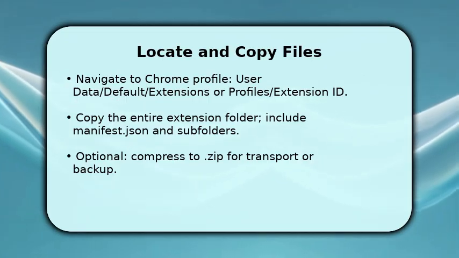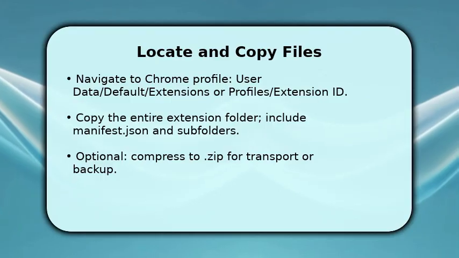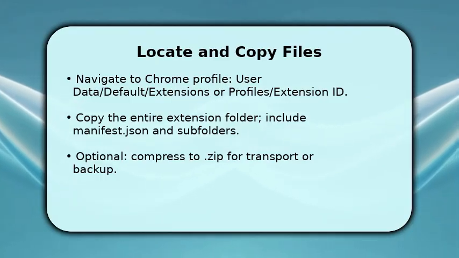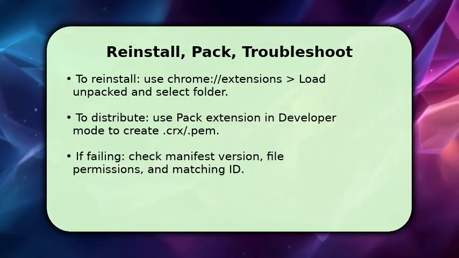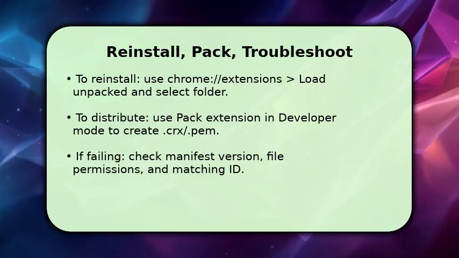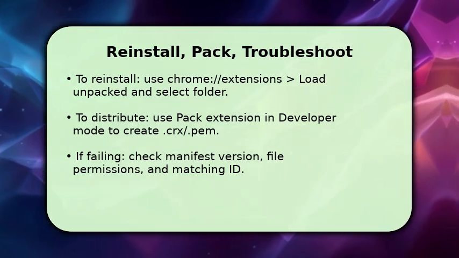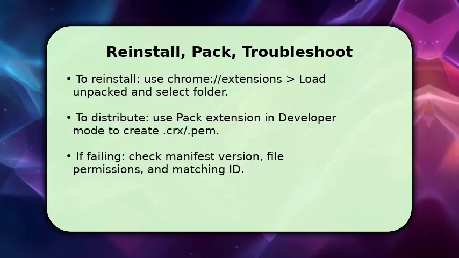Finally, to use the exported extension, open Chrome, /extensions and choose Load Unpacked, then point to the copied folder. Chrome will load it as an unpacked extension. If you need a distributable file, use the Pack Extension button in developer mode to produce a CRX and optional PEM for future updates.